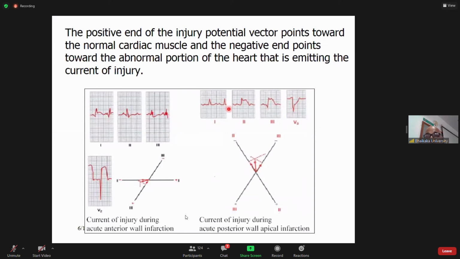This is also taken from Guyton, and draw it negative and positive, draw perpendicular, just trace it back, the positive end of the injury potential towards the negative. The negative end will point to where the injured region of the muscle is located, the abnormal portion of the heart, from where the current of injury is emitting.